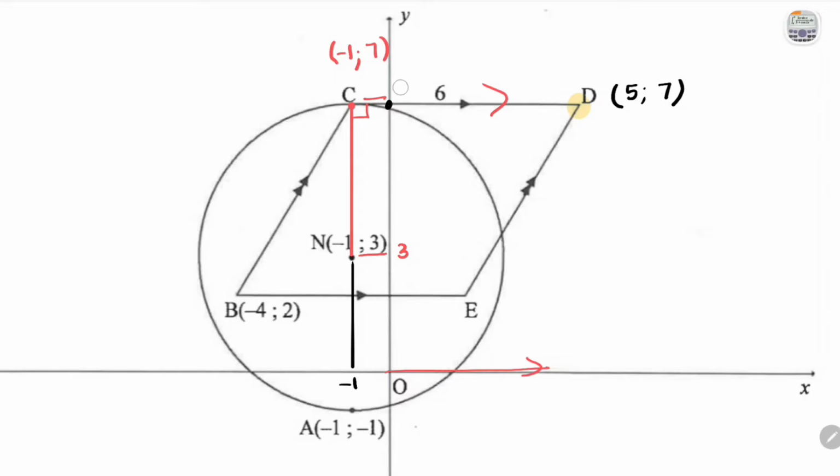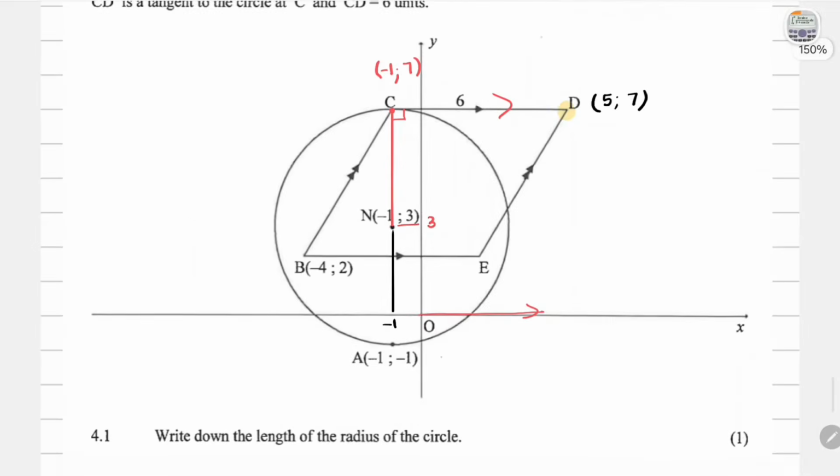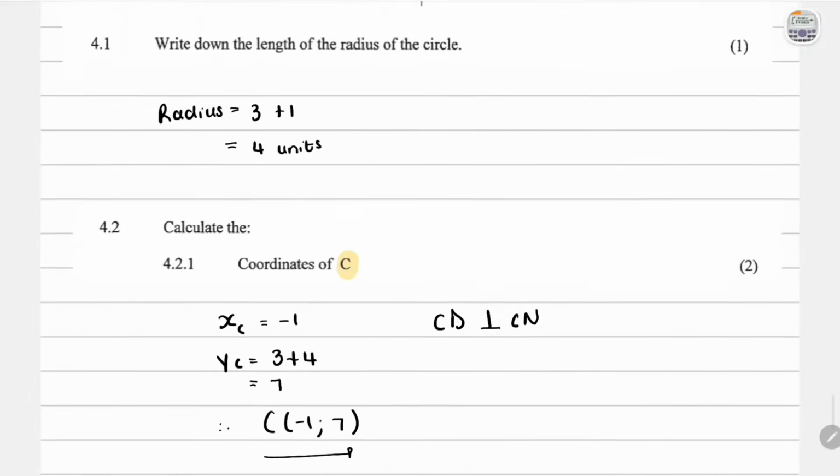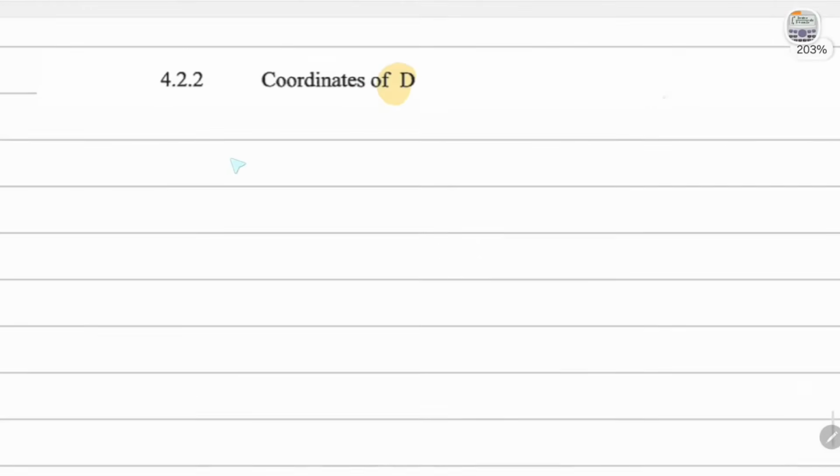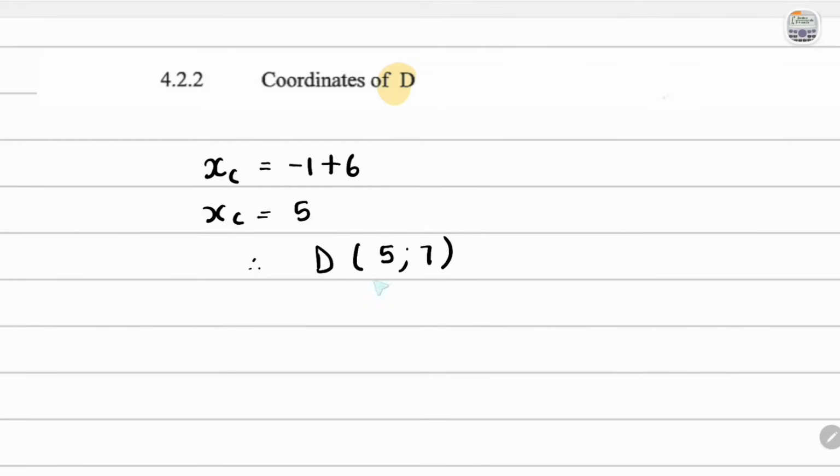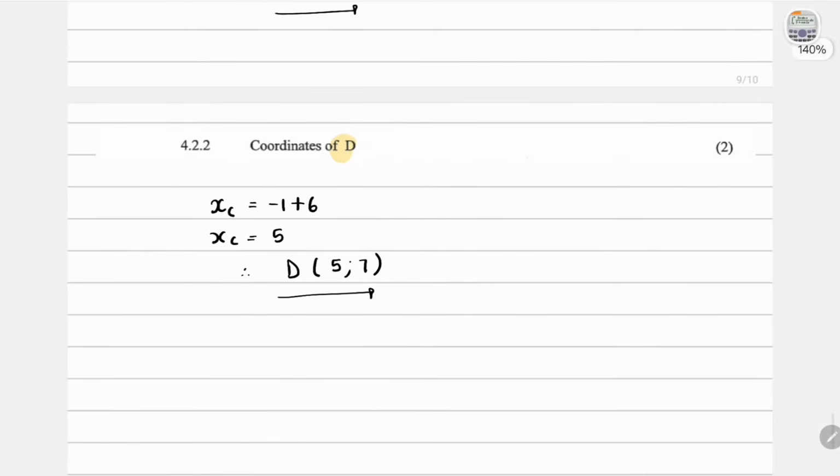The only calculation we would really have to put there is maybe the coordinate of 5, how we found that. So we can just simply tell them that to find the x value of D, we simply said negative 1 plus the distance of CD, which is 6. And so that coordinate is 5. And so therefore D is simply 5 and 7. And that is our answer.